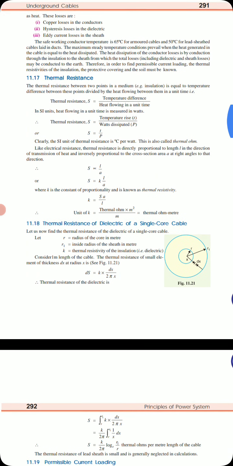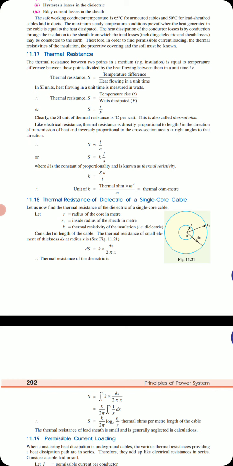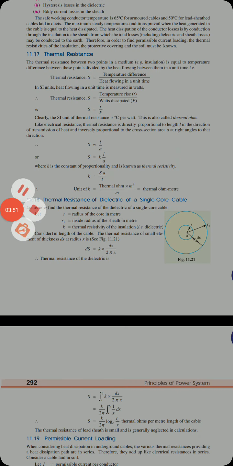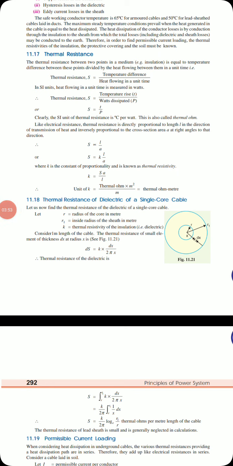Now we will see the thermal resistance of the dielectric in a single core cable. Considering figure 11.21, r is the radius of the core in meters, R1 is the inside radius of the sheath in meters, and K is the thermal resistivity of the insulation. You can see everything is clear: r is the core radius, R1 is the sheath radius.